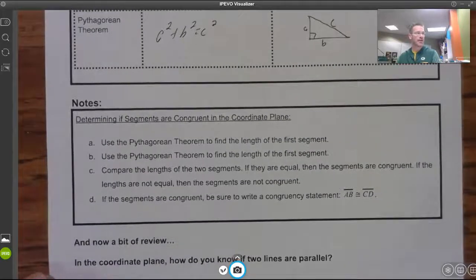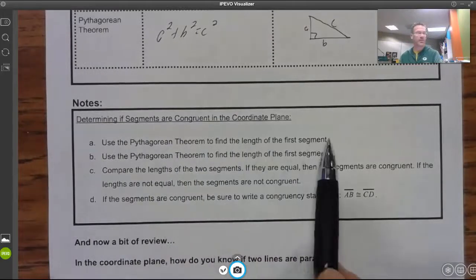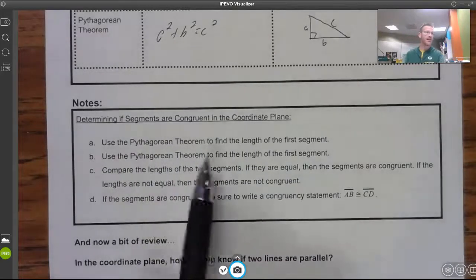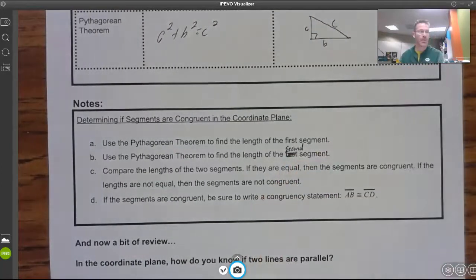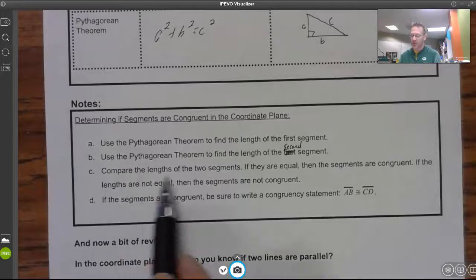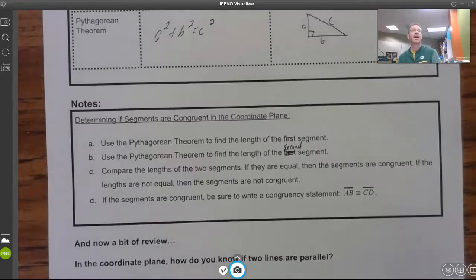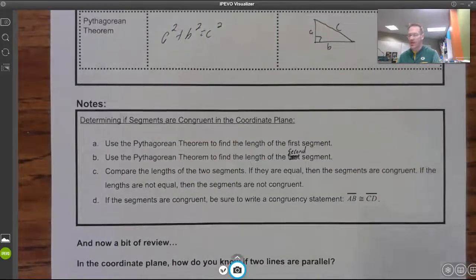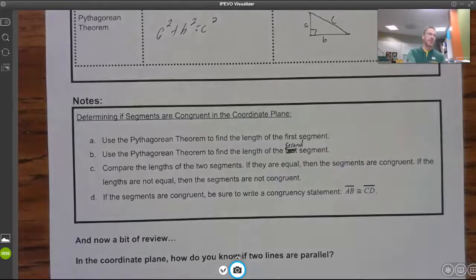So just to summarize, determining if segments are congruent: we want to use the Pythagorean theorem to find the length of the first segment. We want to use the Pythagorean theorem to find the length of the second segment. Typo there. I did not catch that when I proofed it the first time, but caught it this time. Then we want to compare the two lengths. If they are equal, then the segments are congruent. If the lengths are not equal, then they are not congruent. Pretty straightforward. And if they are congruent, we want to write our congruency statement, like we've done in the past.